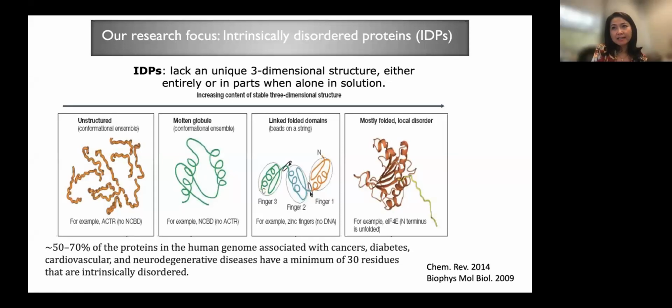So our research has been focusing on intrinsically disordered protein, short IDP. IDP lacks a unique three-dimensional structure. The order of structuring you can see on this slide here. Approximately 50 to 70% of our proteins in the human genome associated with cancer, diabetes, and neurodegenerative diseases have at least a minimum of 30 residues that are intrinsically disordered. Therefore, IDPs form an important class of therapeutic agents.